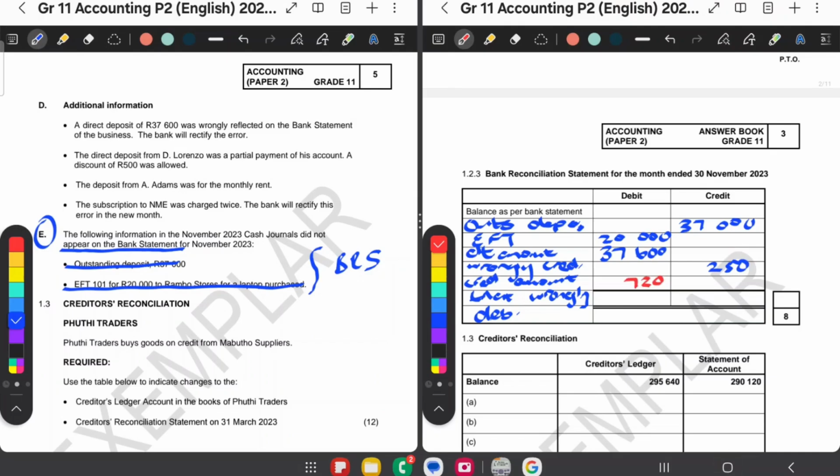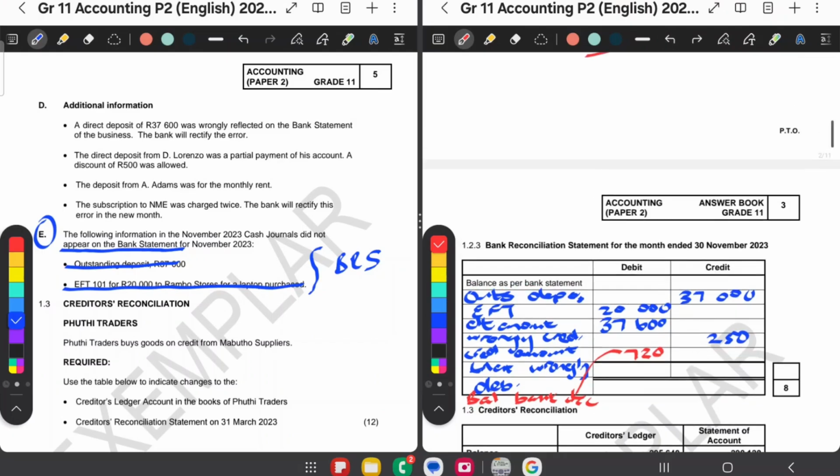So that's balance per bank account. So let me just make an arrow. There you must write balance per bank account, because that's your bank account. Okay? We don't have balance per bank statement. They didn't give us that.